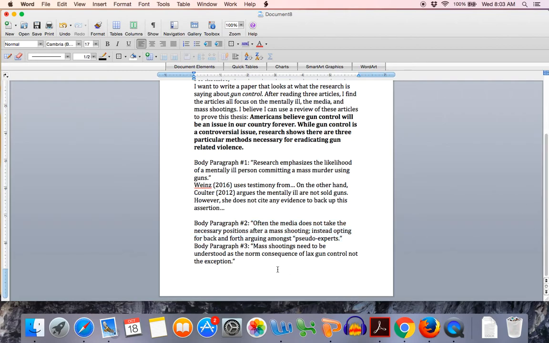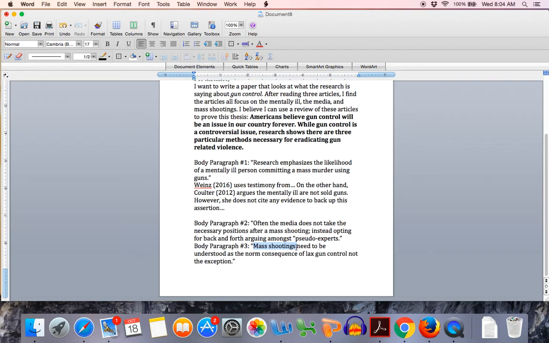And then my third paragraph might focus on mass shootings need to be understood as the norm, a consequence of lax gun control, not the exception. So another thing that I might find that the research is showing is that we can't think of mass shootings as just this aberration, another word might be a surprise, a shock, right? Something that is out of the usual.